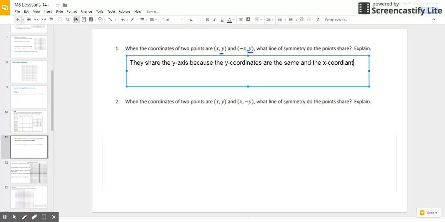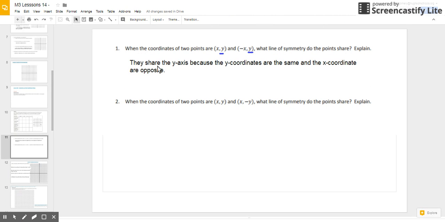Now it's not just enough for the y coordinates to be the same. The x coordinates also have to be opposites of each other, because that means the x's are the same distance away from y. So if you just put simply the y-axis because y coordinates are the same, that's not enough. You have to add the fact that the x's are opposites, and they're opposites here because one is positive and one is negative. All right, so let's go and look at the next one.